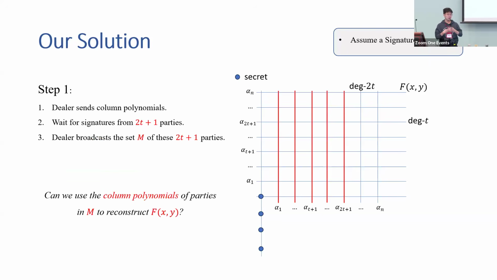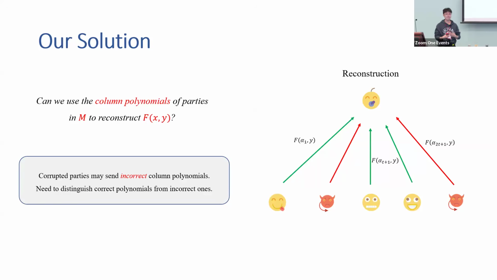To solve it, let's move back to the first step. Recall that the dealer D has broadcast a set M such that all parties in this set have accepted their degree 2t column polynomial, and t+1 degree 2t column polynomials are sufficient to determine such an f(x,y). So can we just use the column polynomials to recover f(x,y)? Let's have a try. We just let all parties in M send their column polynomial to the receiver.